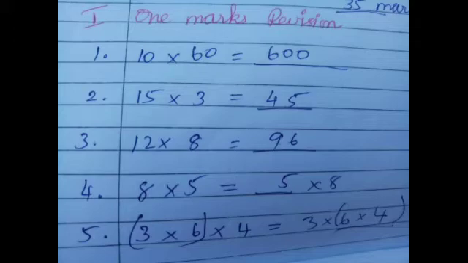Next, fifth one, also the order property. So when we are changing the order of the numbers, the product is going to be the same. So the same thing will be given here also.